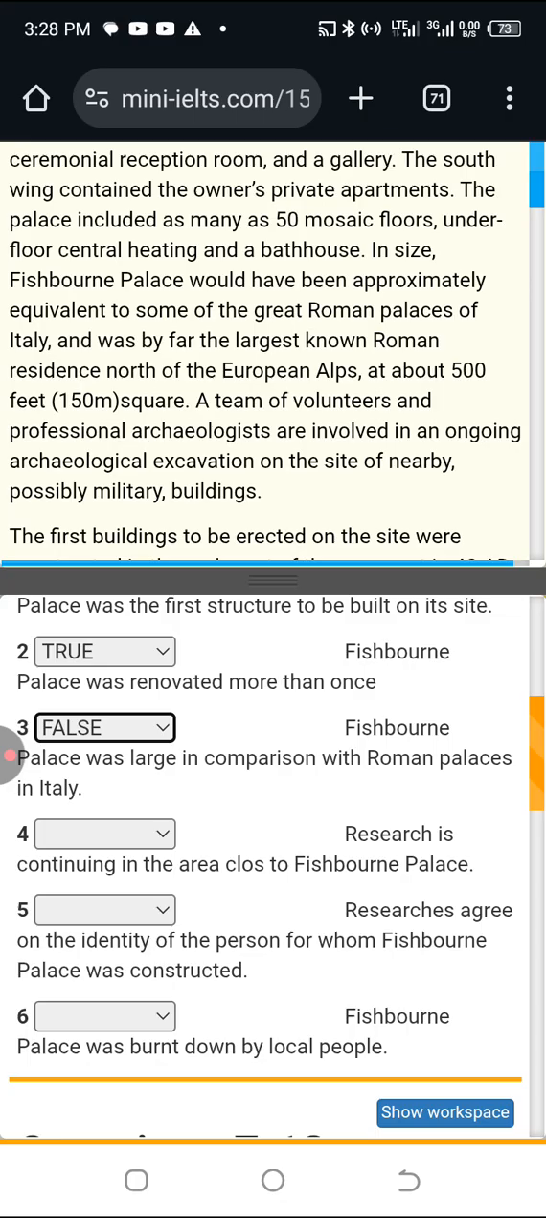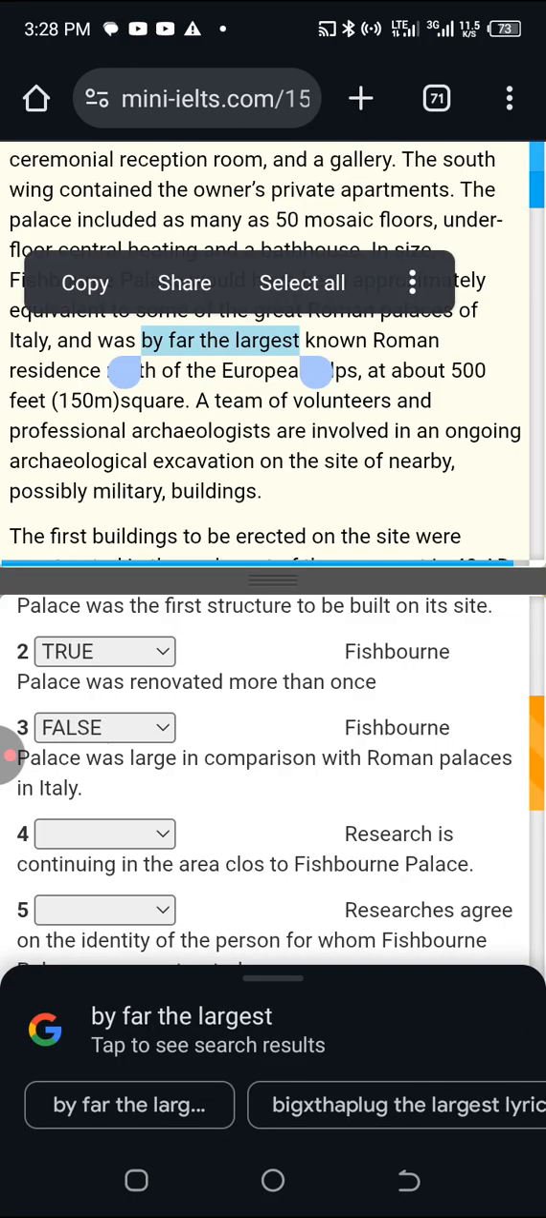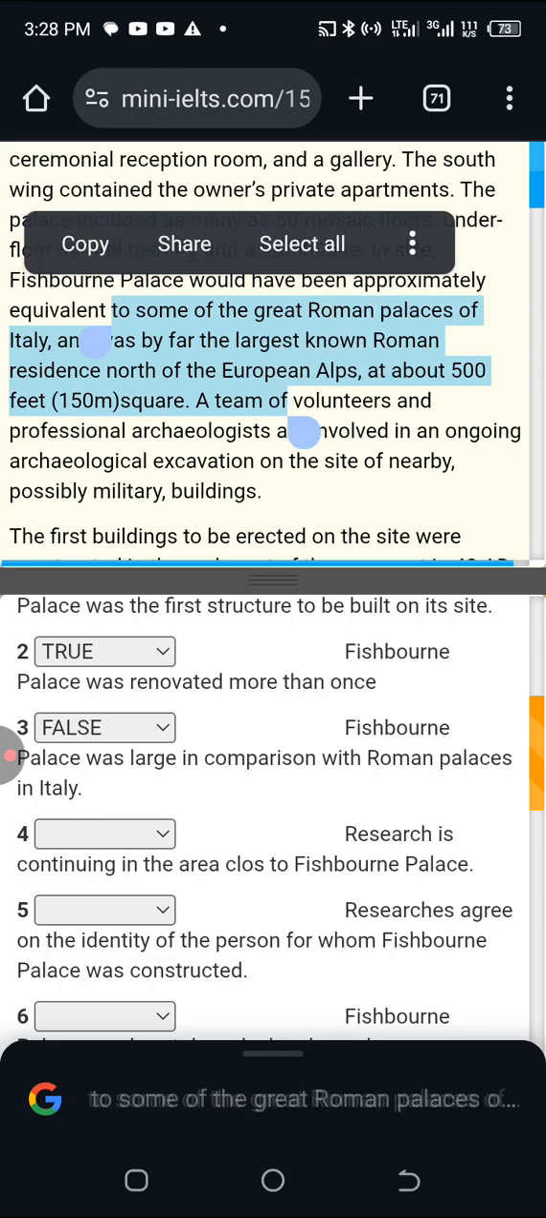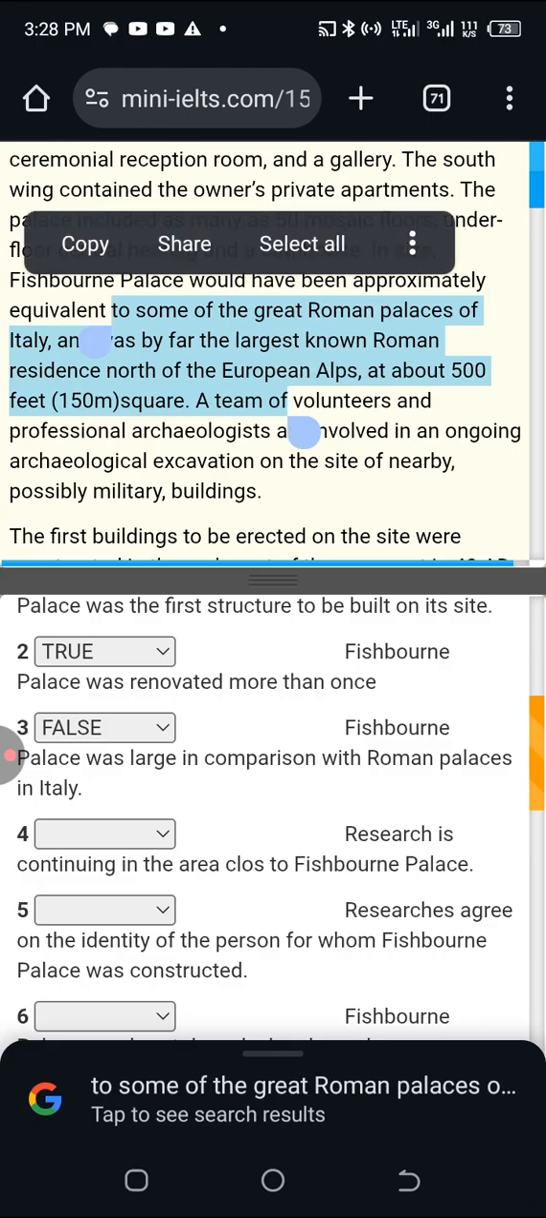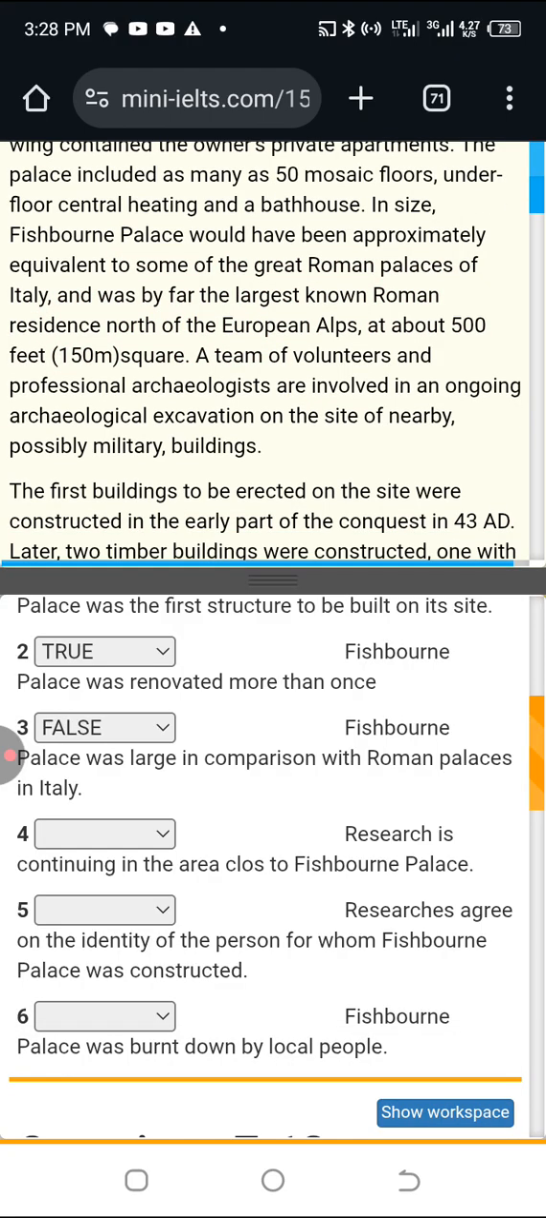Roman palaces of Italy, and was by far the largest. Hold on. See largest here. And was by far the largest known Roman residence, in the north of the European Alps. They didn't say largest in Italy. So number 3 is still false, because here they are talking about the European Alps. So that's bigger than Italy.